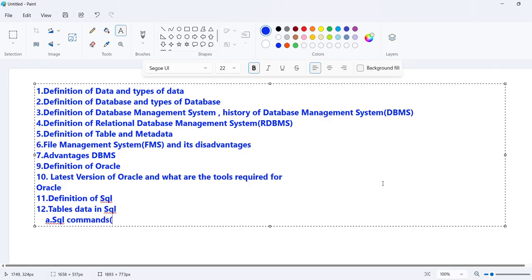In SQL commands, we cover five important commands, that are DDL, DRL, DML, TCL, and DCL.